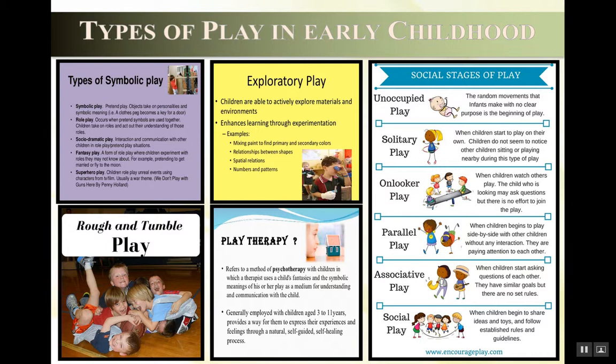They may come up and say, "Well, what are you doing?" Parallel play is when children play side by side, but they're not interacting. So they're paying attention to each other, but they're not doing something towards a goal. Associative play is when children start asking questions of each other and they have similar goals, but they don't have rules in place for doing it. So they may be building a sandcastle or playing musical instruments together, but they don't have a rule of, I'm going to do this, you're going to do this type thing. Social play is when they begin to share ideas and toys and they follow rules. So things like jump roping, hopscotch, tag, and things like that.